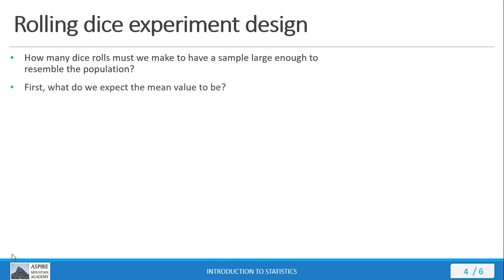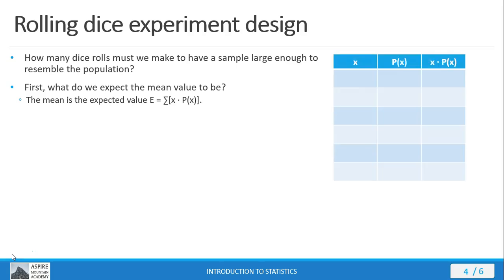Well, first, what is it that we expect the mean value of our sample to be? The mean value is simply the expected value. As we've discussed before in a previous mini lecture, this is the formula for calculating the expected value. We could get a table here, calculate some values for x and the probability of getting x, and then we can multiply that out. Possible values for x are just the different outcomes from our dice rolls.